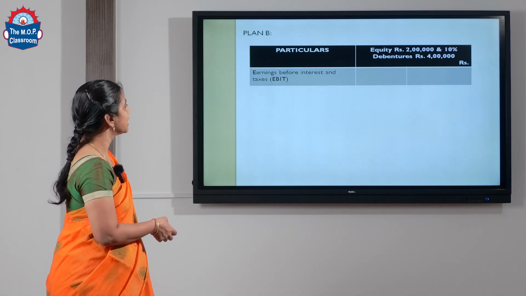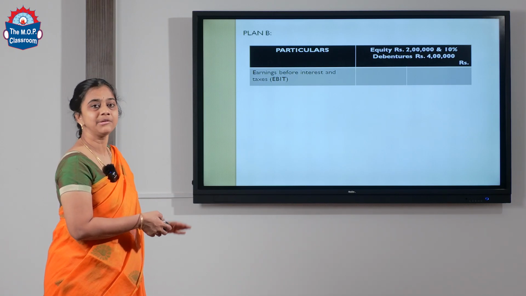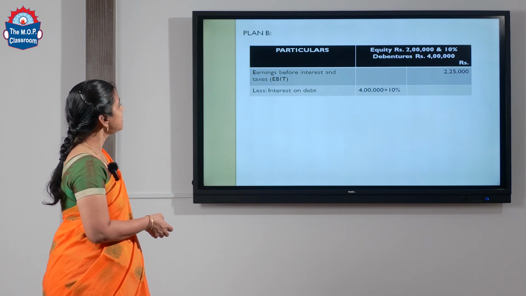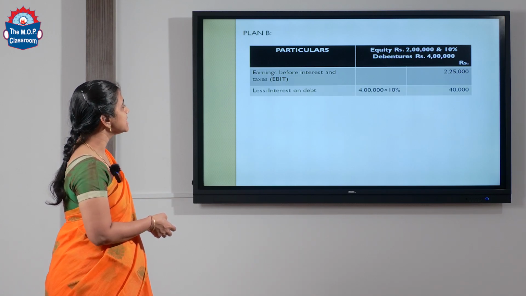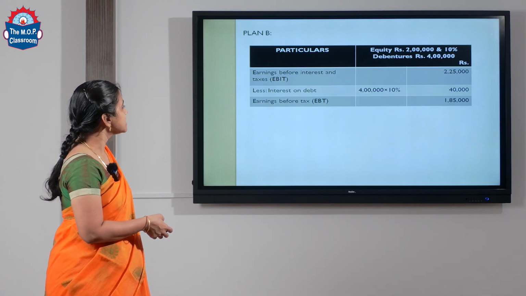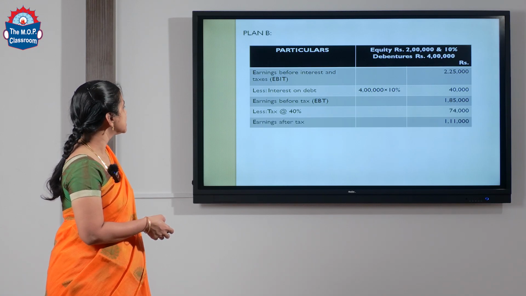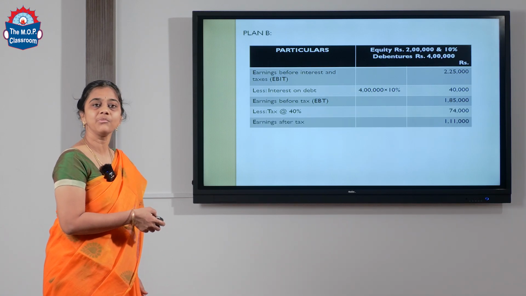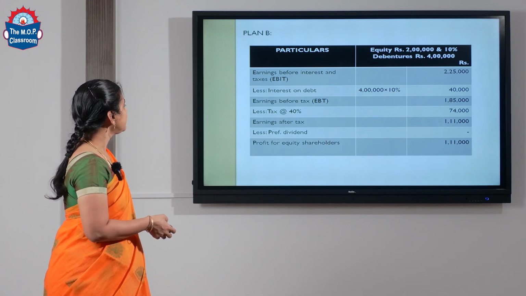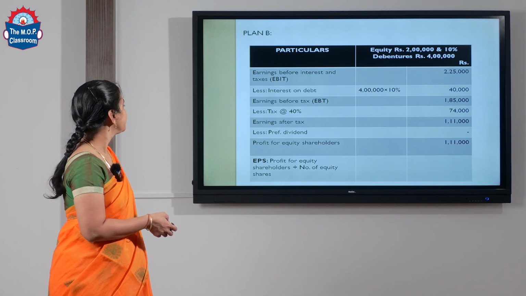Moving on to the second plan. The second plan is to raise partly by equity and partly by debentures. So EBIT is 2,25,000. Interest on debentures is 10% on 4 lakhs, 40,000. Earnings before tax is 1,85,000. After deducting tax at 40%, we get earnings after tax to be 1,11,000. Preference dividend is nil. So profits available for equity shareholders in this option is 1,11,000.